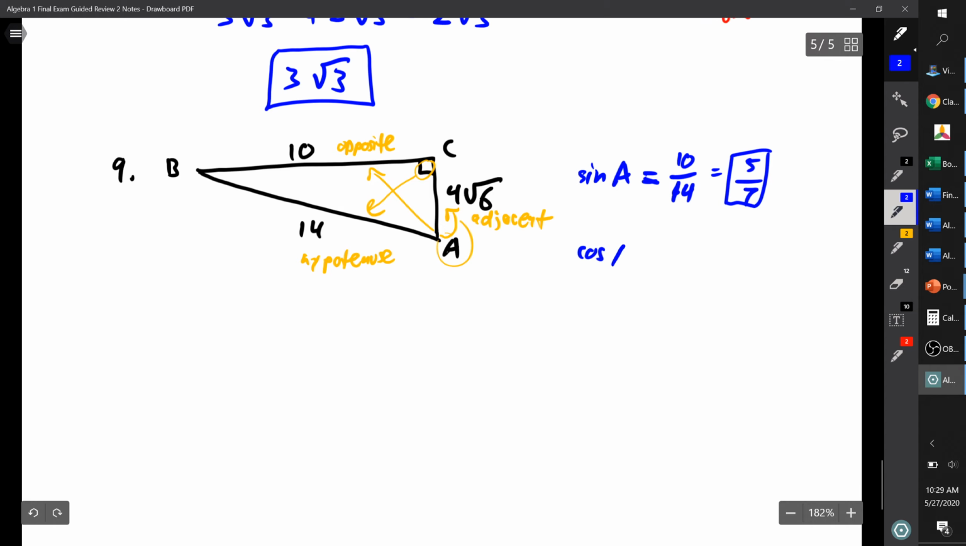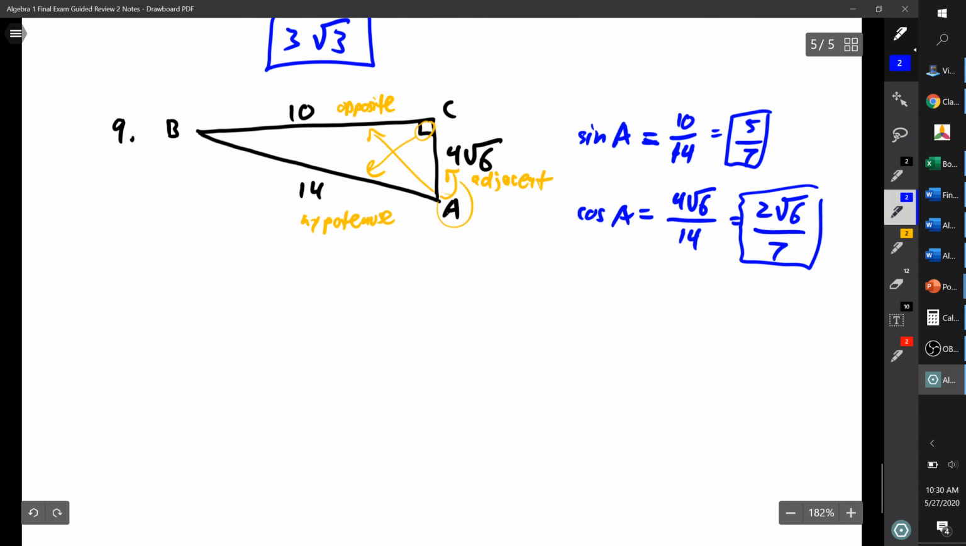Cosine of angle A is adjacent over hypotenuse. That is 4√6 over 14. 4/14 is the same thing as 2/7. So that becomes 2√6 over 7. And then tangent of angle A is opposite over adjacent.